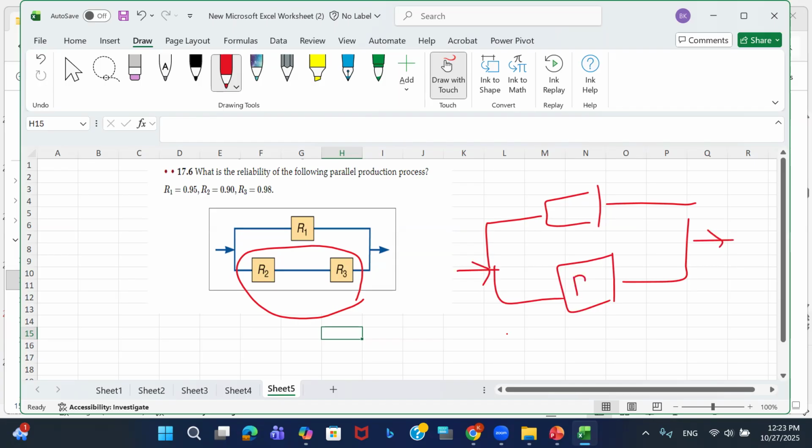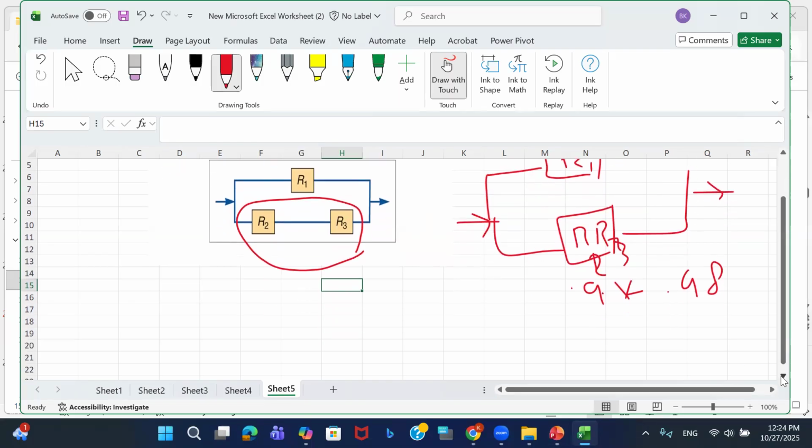So this is R1 and R2, R2 and R3, I mean, and this is R1. So for this one, I have 0.9 times 0.98, right? And here I have 0.95. Okay, I will explain it and then I will find the answer for you.